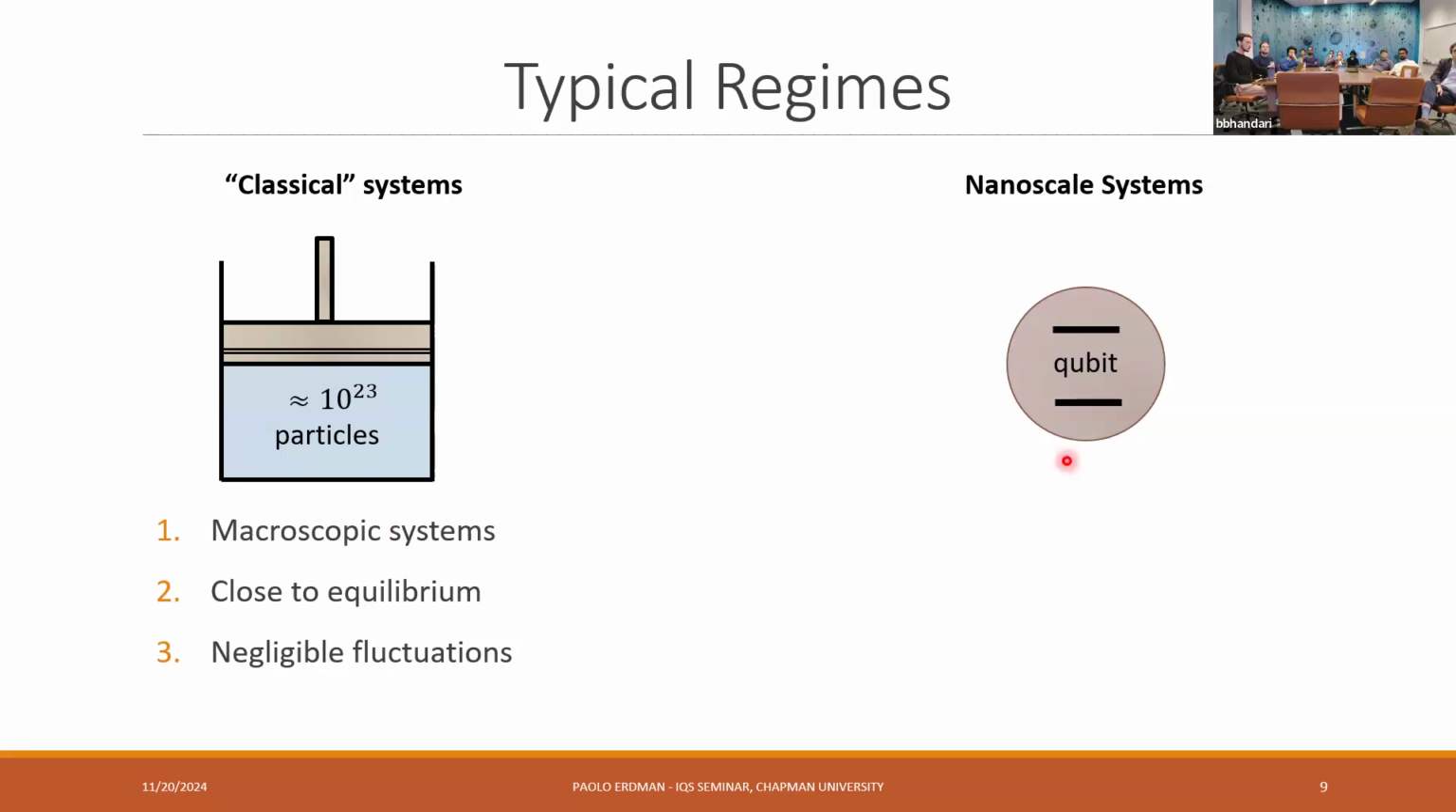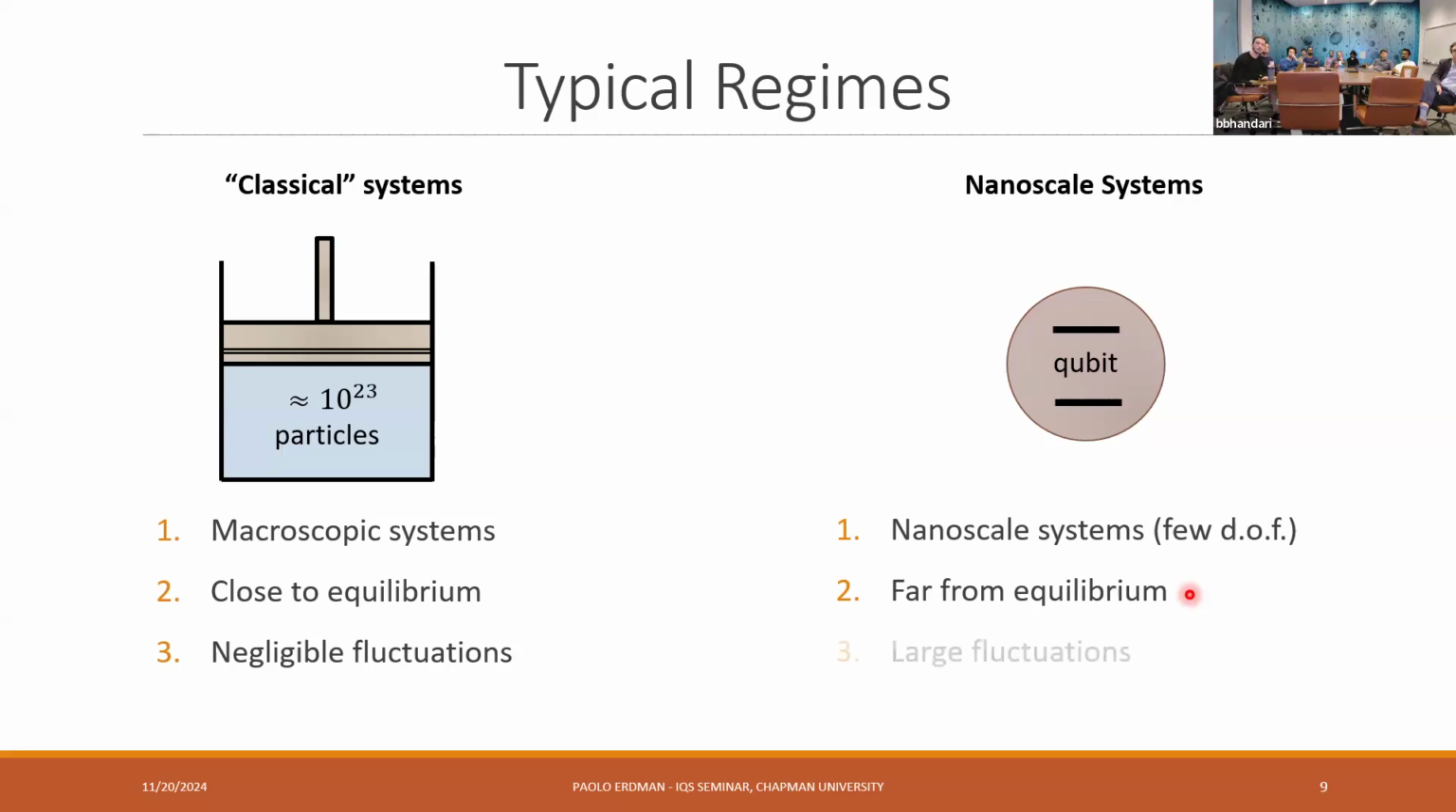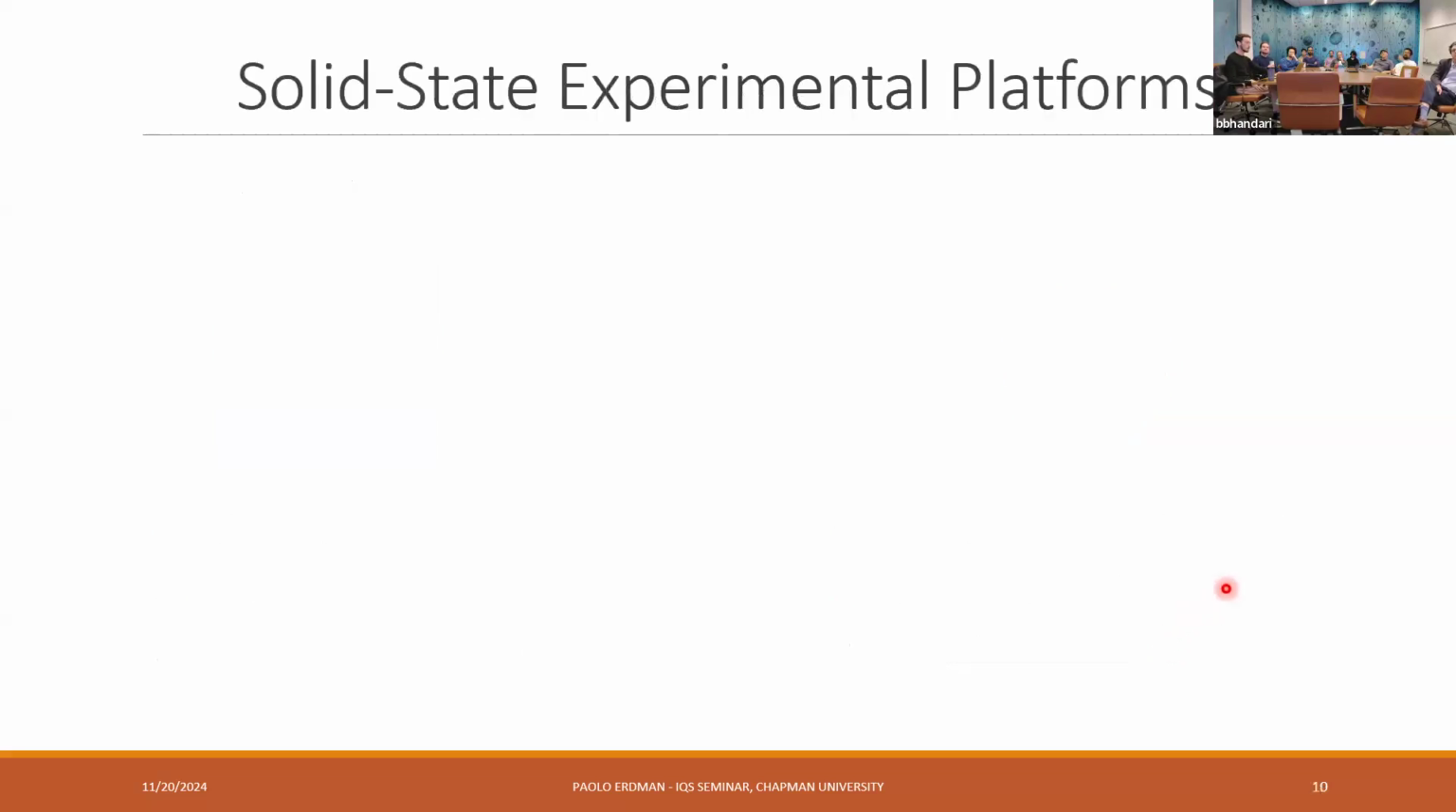And in the opposite limit, we're dealing with something with just very few degrees of freedom, maybe a single ion or few electrons, or even something as small as a qubit, which is just a two-level system. So we have few degrees of freedom. And because of this, the state of the qubit, or of the system, can be driven far from equilibrium. So we really have to solve the full quantum dynamics of the system, and we don't use any effective description in terms of volume, temperature, and so on. And we could also have larger fluctuations due to the fact that we have few degrees of freedom.